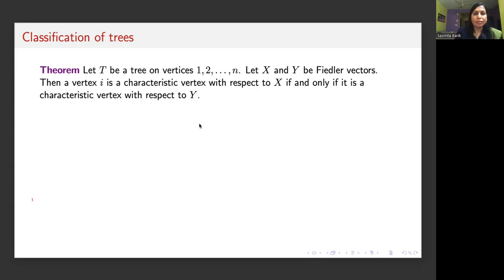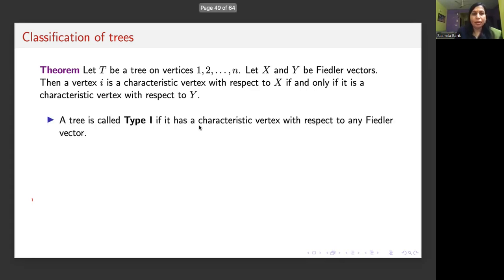Okay. So this theorem I am not proving. But then we have these two kinds of things happening. One thing is you have a tree where there is a characteristic vertex.